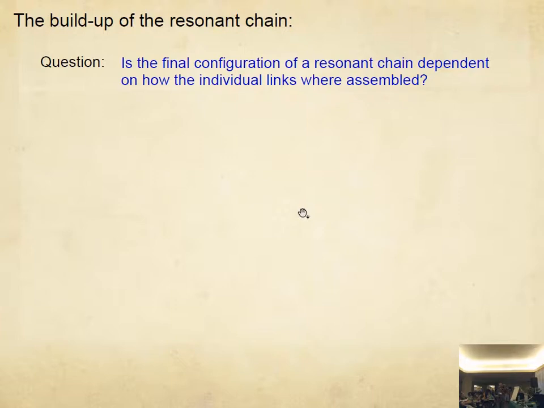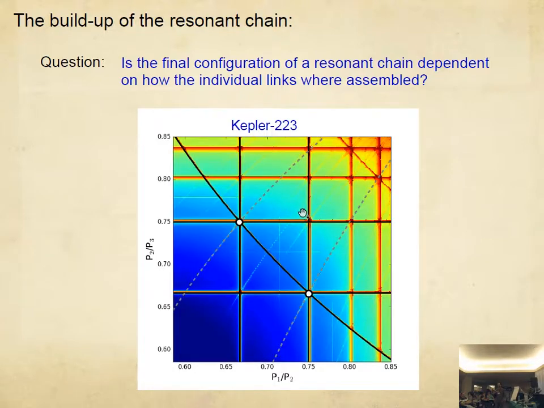So, given those final configurations, which you can attain in different directions, the question is, does the final configuration depend on how the individual links are built? In other words, if I begin with a system, and for example, my initial condition goes to there, and then it goes to there, or if it goes to there and then to there, or maybe this one goes first and this second, will the final configuration change?